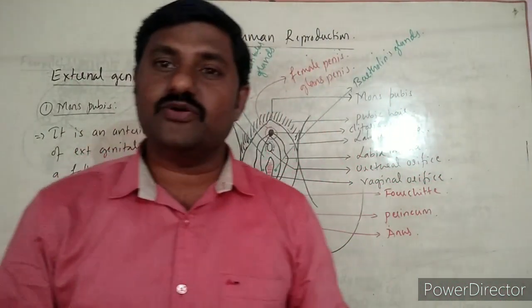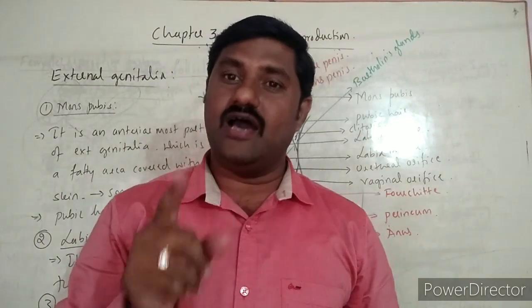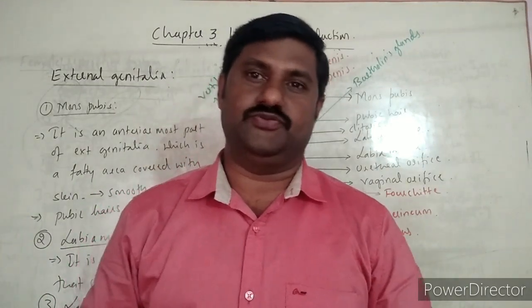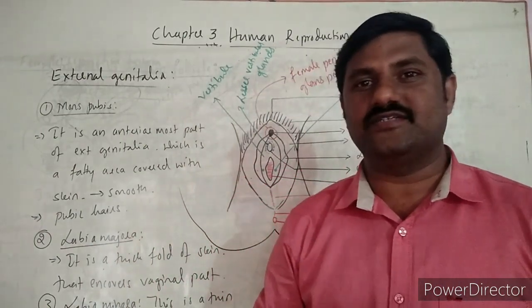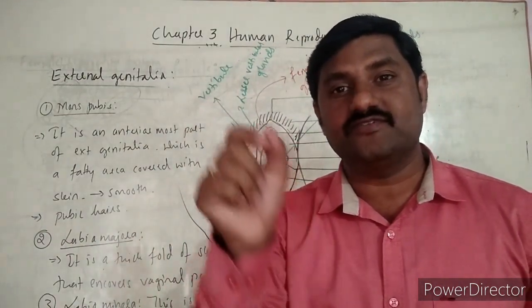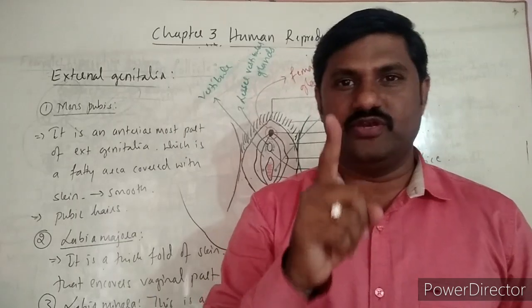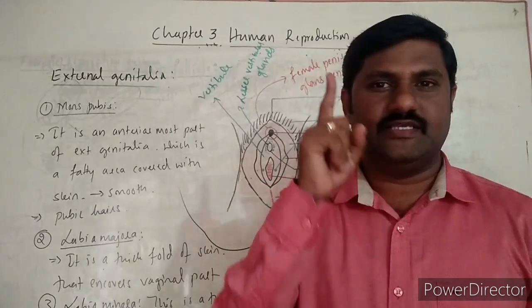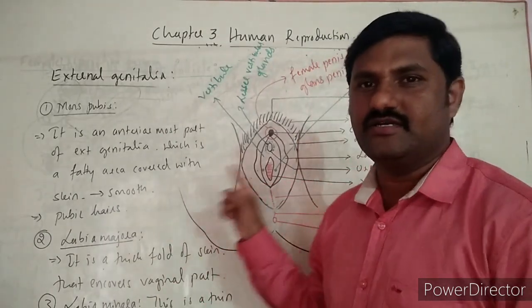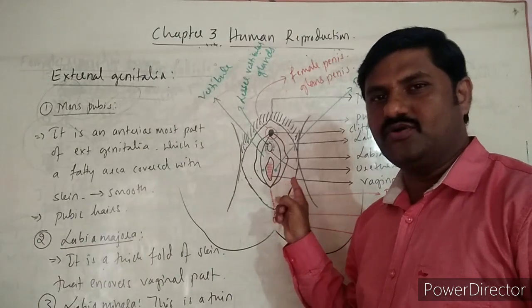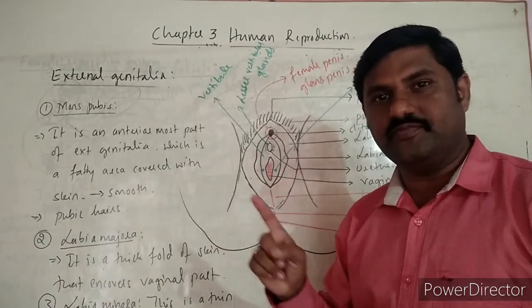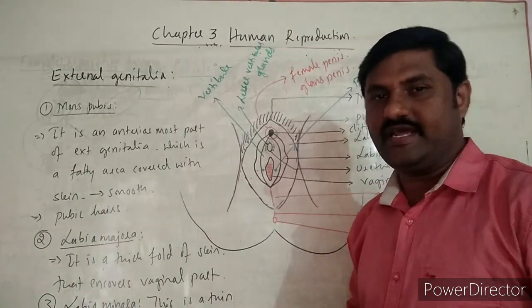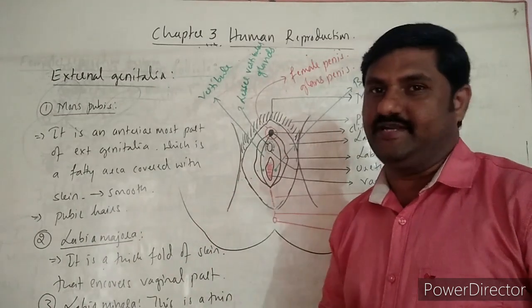So these Bartholin's glands are homologous to, meaning similar to, the Cowper's glands or bulbourethral glands of the males. A very important point to be noted. So these glands are similar to the bulbourethral glands of the male reproductive system, so are the Cowper's glands.